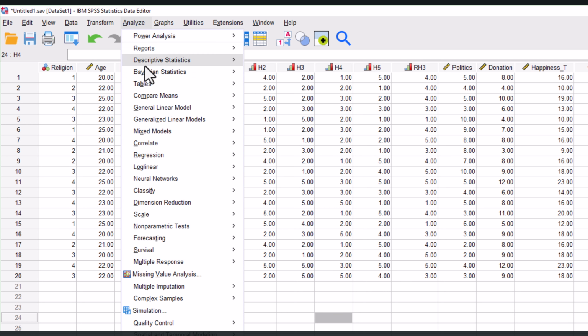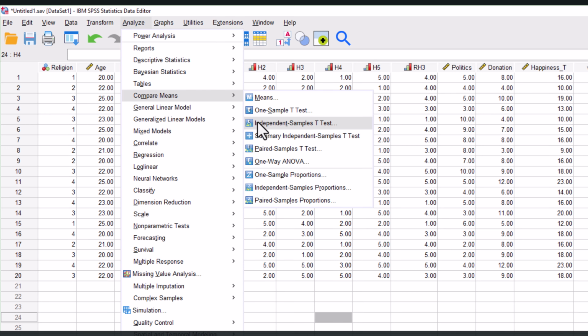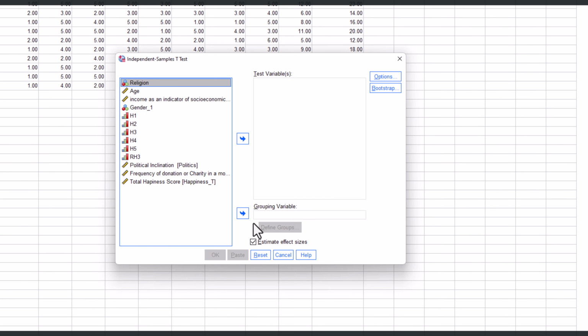Go to Analyze, Compare Means. Under Compare Means, the third test is an independent sample t-test. Remember, the t-test is to compare the means of two groups. So the variable we have with two groups is gender. Add it into the grouping variable by clicking this arrow.